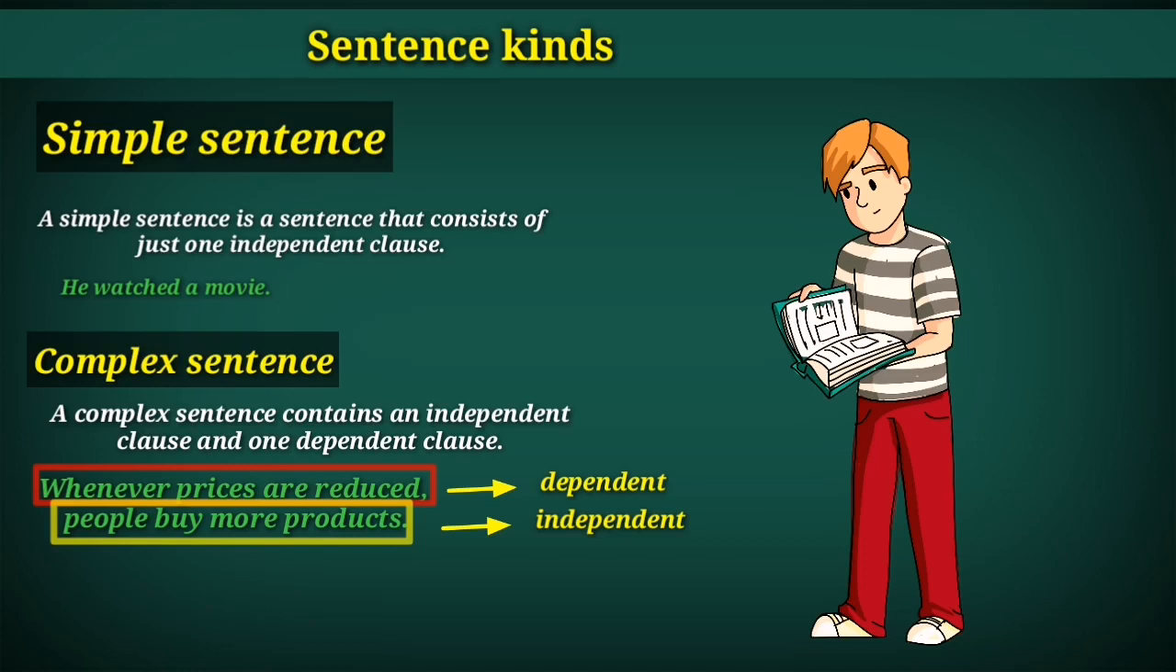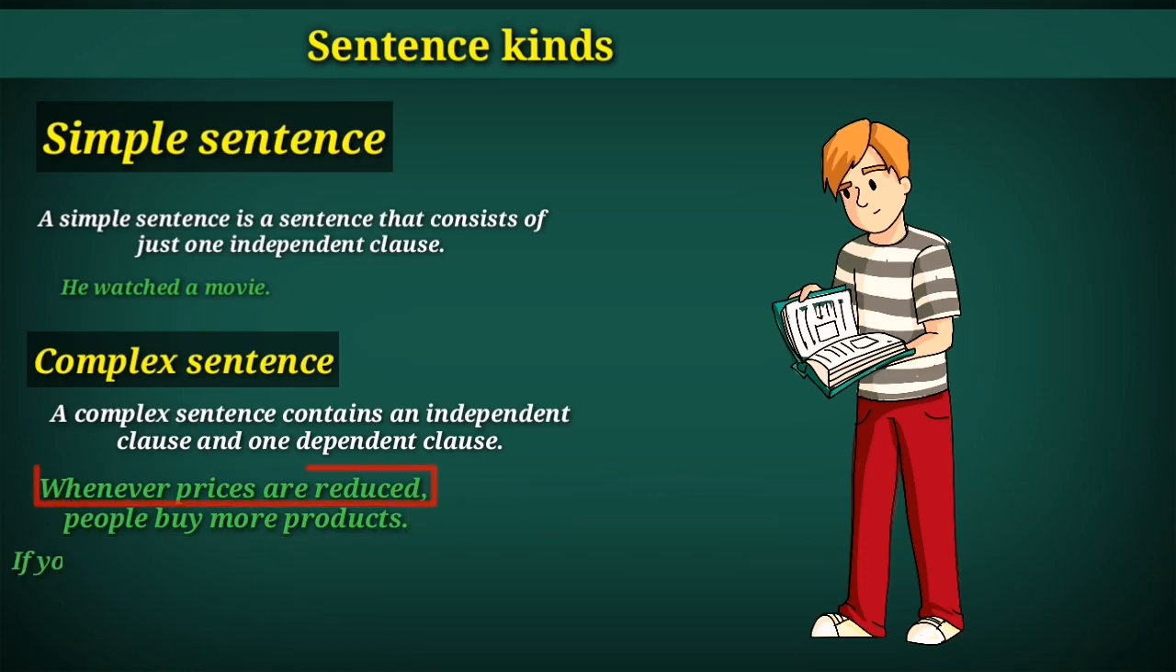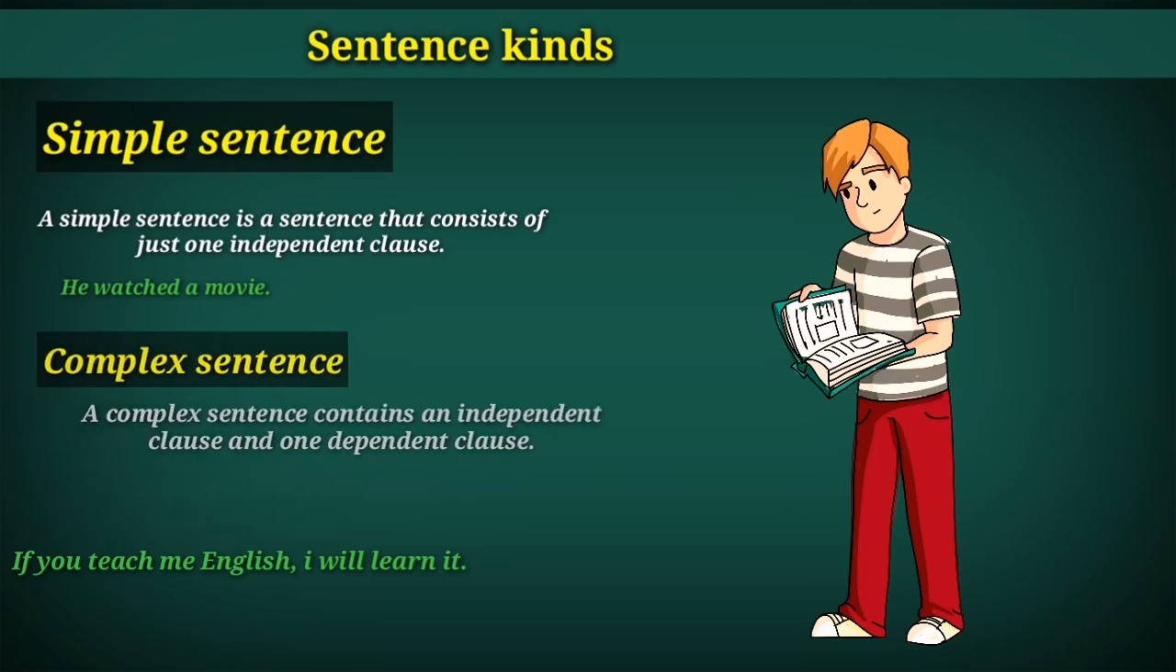There are so many examples like this. If you teach me English, I will learn it. So here, if you teach me English is a dependent clause and I will learn it is an independent clause. So that is why it is a complex sentence.